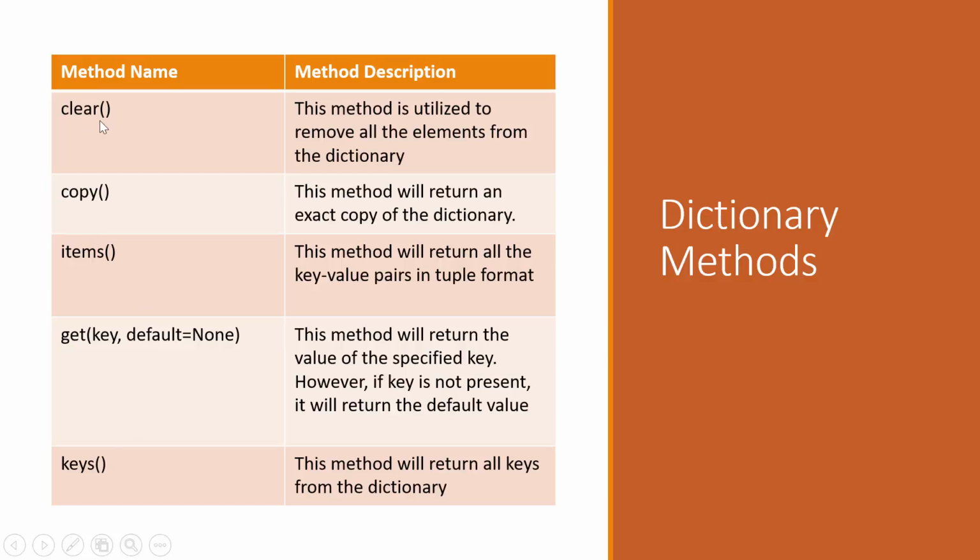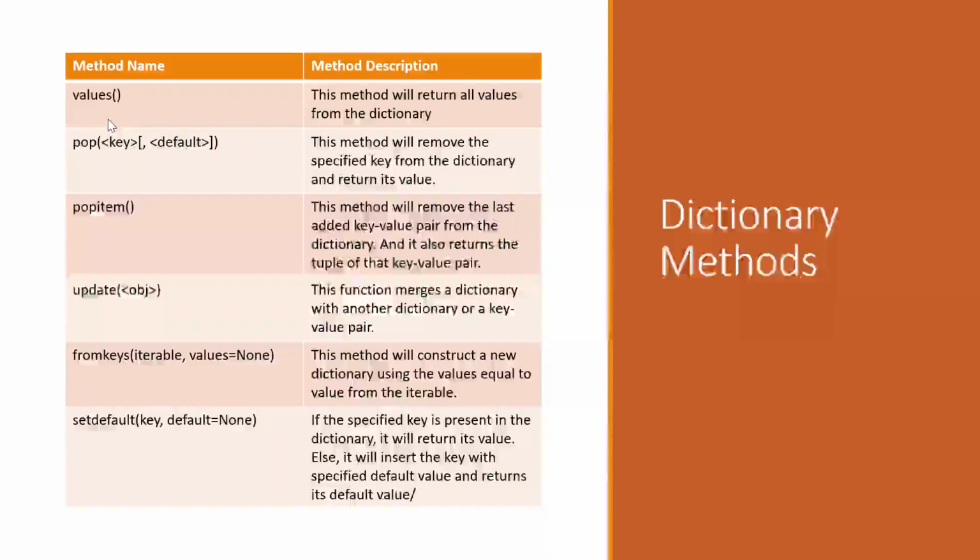So let's discuss this clear method. This clear method is utilized to remove all the elements from the dictionary. So it will basically empty the complete dictionary. Then there is the copy method. This copy method will return the exact copy of the dictionary. Now I hope you understand the use of items method, get method and keys method. In the same way, we have also utilized the values method.